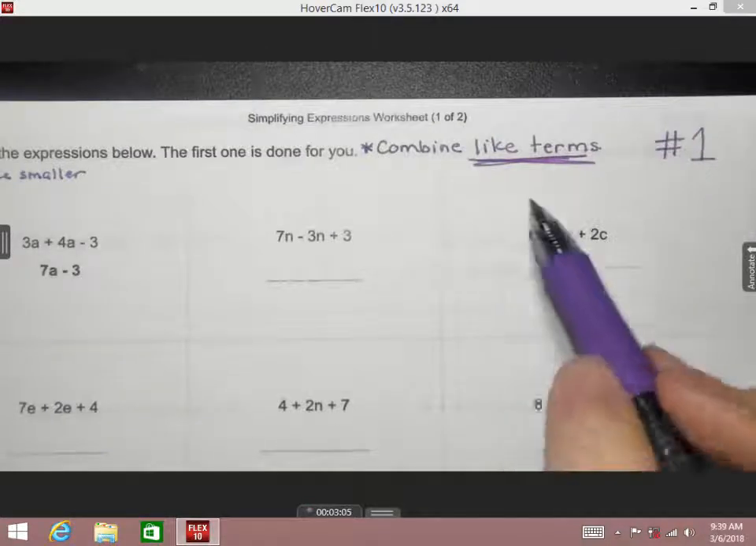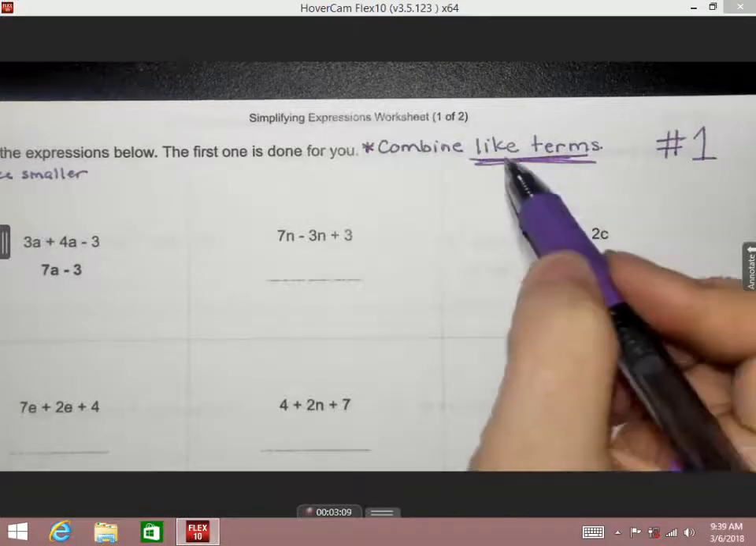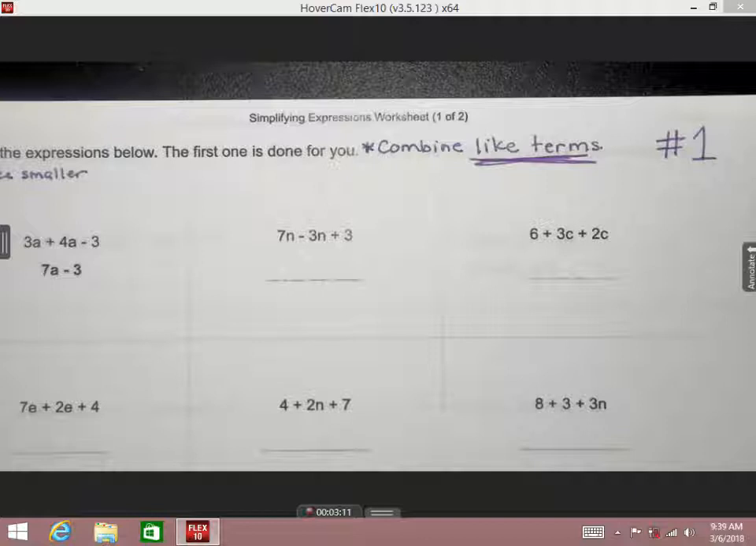All right? So we talked about what terms are. Just a little recap. It's all of our pieces. What do you think like terms are? Please don't work ahead of me. I know some of us are already moving, getting started. Please let's hold up. All right. What are like terms going to be, Braxton?